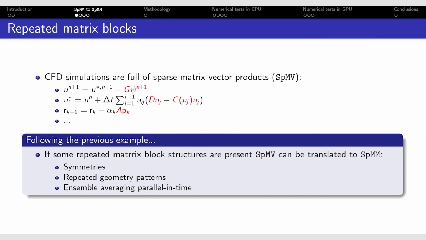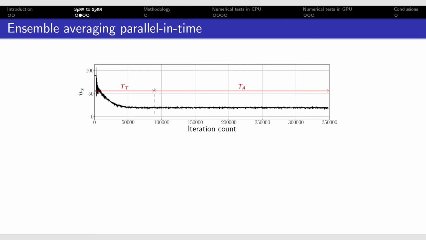So this can appear under some circumstances, playing with the matrix ordering in symmetries or with repeated geometry patterns. But in this case, we're going to take into consideration ensemble averaging parallel-in-time simulations, in which what we do is consider one really long simulation. For instance, let's consider a channel flow in which we simulate this long simulation, that we can divide into a transition point in which we start the flow and we let it develop until the statistically steady state. And from that point on, we average those results to obtain the statistics we actually want to obtain.